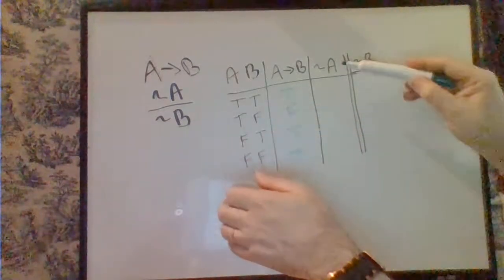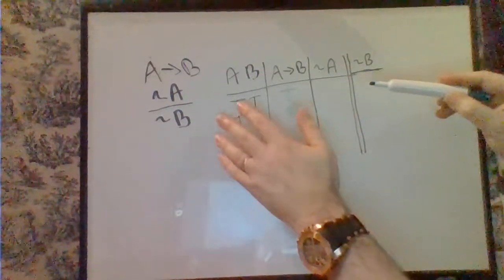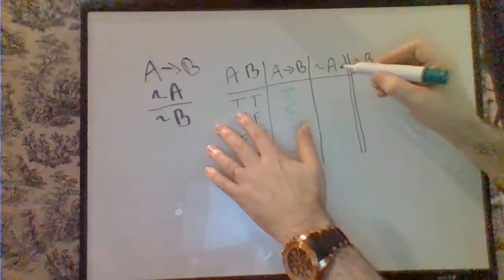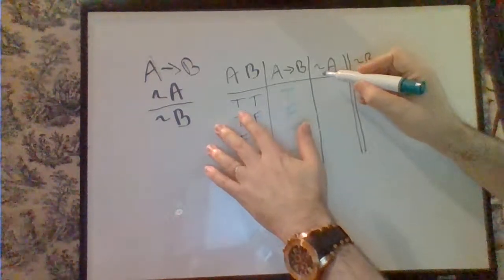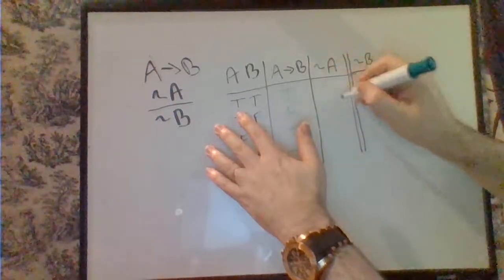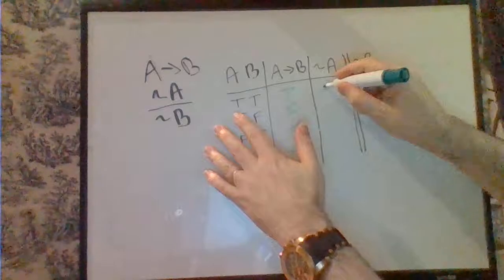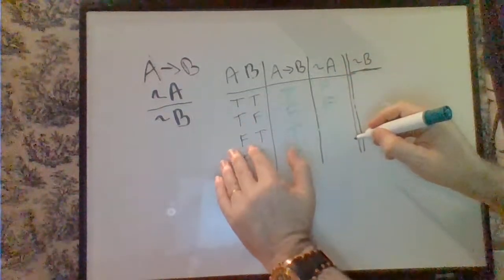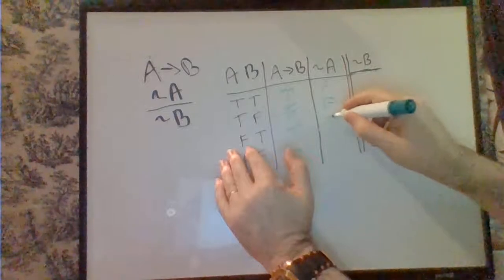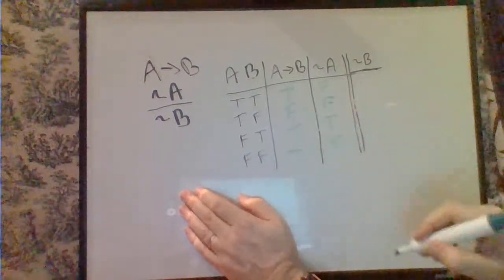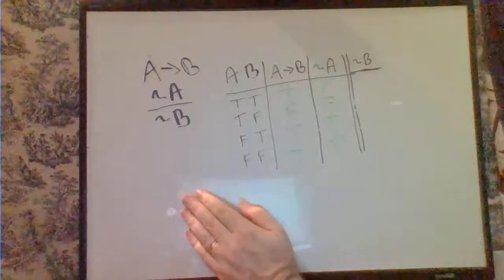Premise 2 is not A, so you're going to look at column A, forget about the B, just look at the A, and you're going to use your negation chart. So if A is true and you negate it, it becomes false. A is false, negated, it becomes true. And now you've done that.